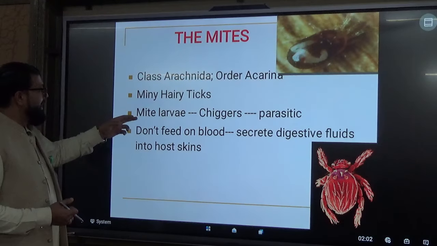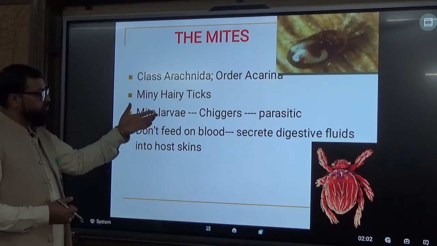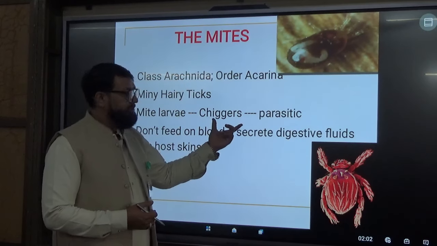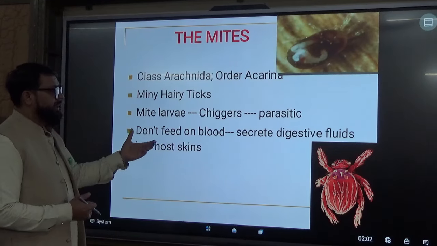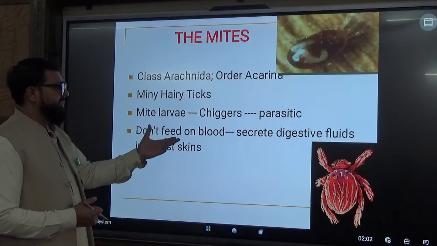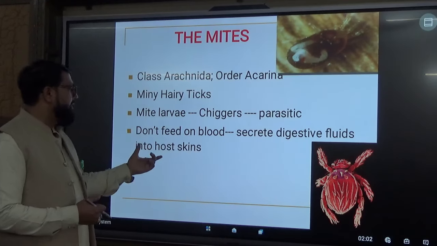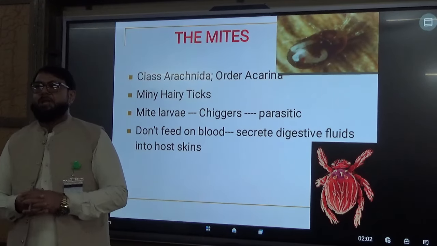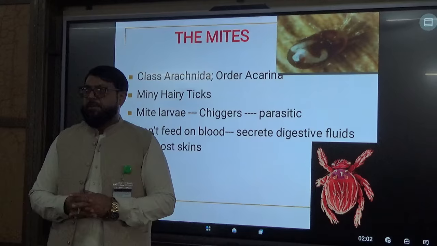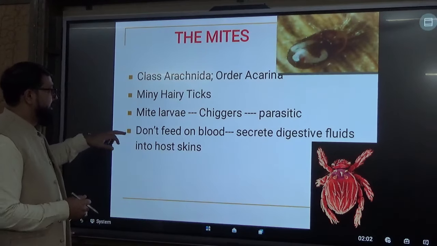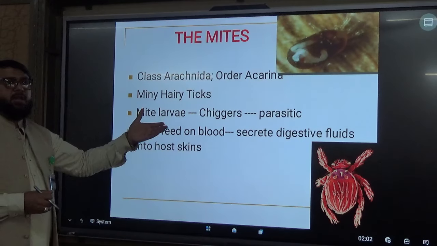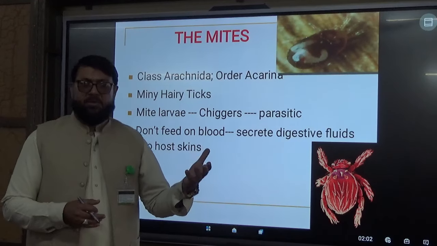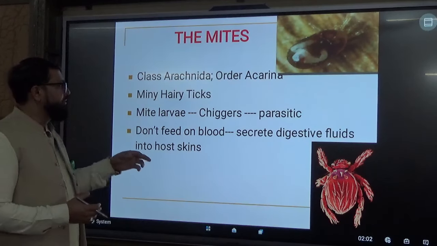Then the mite larvae, due to their hairy nature, have been given a specific name: the chiggers. And they do not feed on blood basically. They secrete digestive fluids into the host skin, and they feed on the dead or decaying organic matter of the body. Some of those, I will talk to you about later, are referred to as burrowing mites because they make tunnels into the skin.